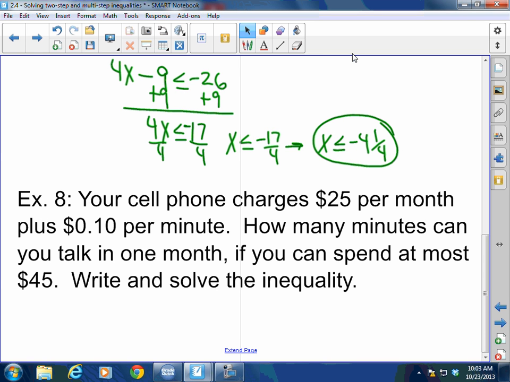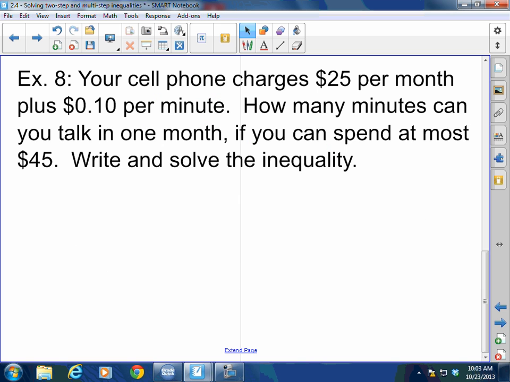This is a real life situation. When you guys have jobs, you're going to have a budget. And you're only going to be able to spend a certain amount of money on certain things. If your budget for the phone was $45, wouldn't it be nice to know how many minutes you can talk? Right? So you don't go over. So how do you think I would set this inequality up, guys?